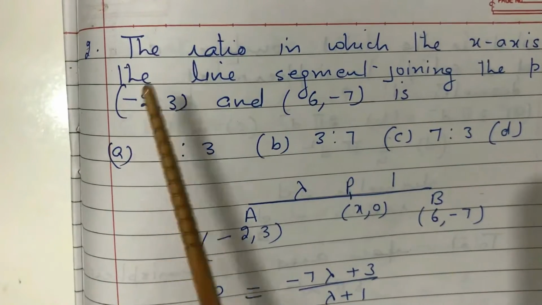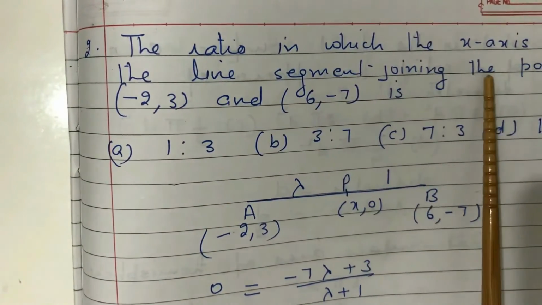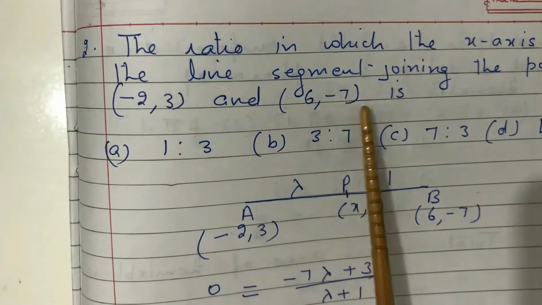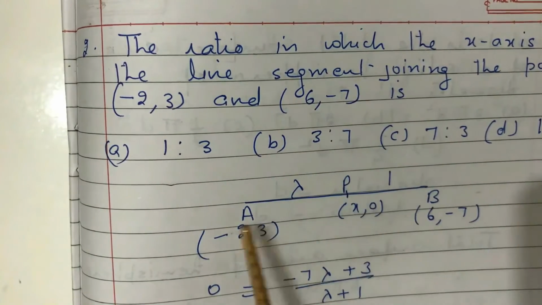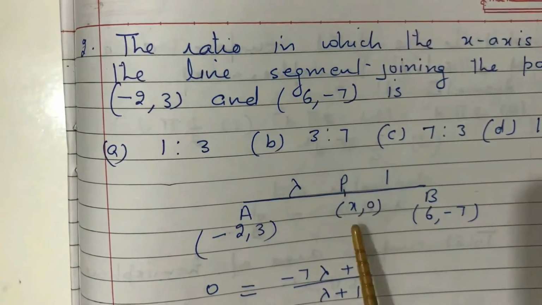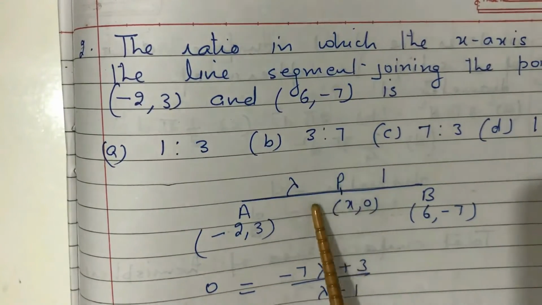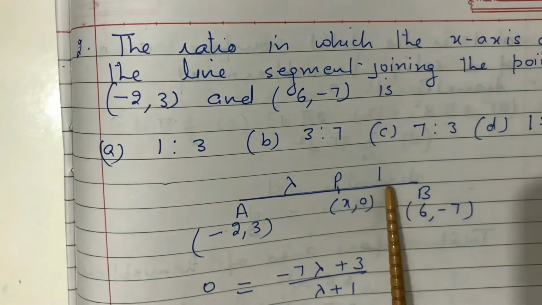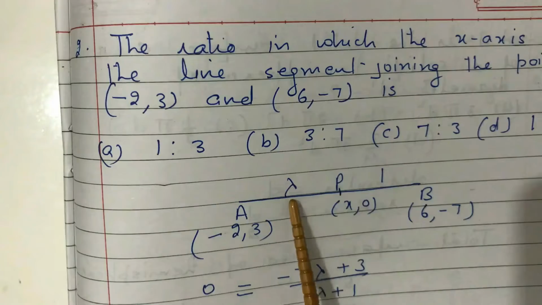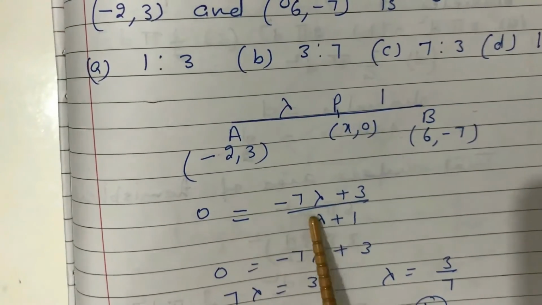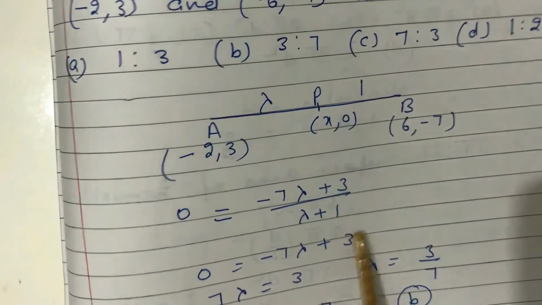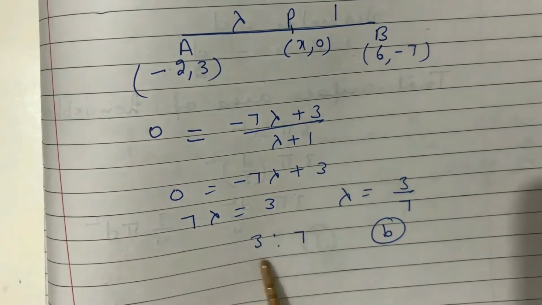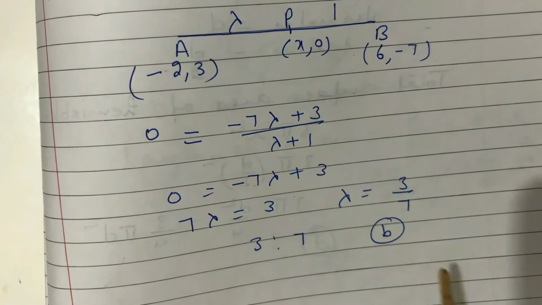Now the second question is, the ratio in which the x-axis divides the line segment joining the points minus 2, 3 and 6, minus 7 is. You have to find the ratio. Now this is A, this is B, and this point is P. Let this point be x, 0, because on the x-axis the points will be x, 0, and this point P divides AB in the ratio lambda is to 1. I am to find this lambda. Now 0 is equal to minus 7 lambda plus 3 upon lambda plus 1. Find the value of lambda. Lambda will come out to be 3 by 7. So P divides AB in the ratio 3:7. That is, B is the option.